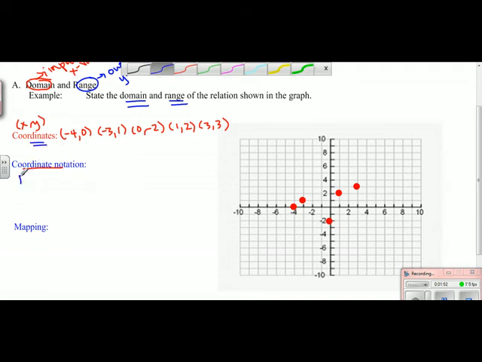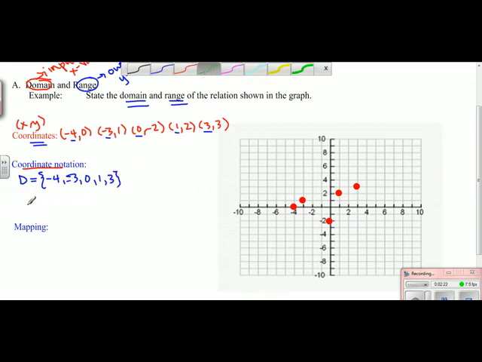Now, coordinate notation is when we're going to separate out the domain and range of this list. So we are going to talk about the domain is equal to, we're going to use set notation. We want the x value. So I'm going to pull this one, this one, this one, this one, and this one. And we always do them least to greatest. So this will give me the domain list like this, -4, -3, 0, 1, and +3.